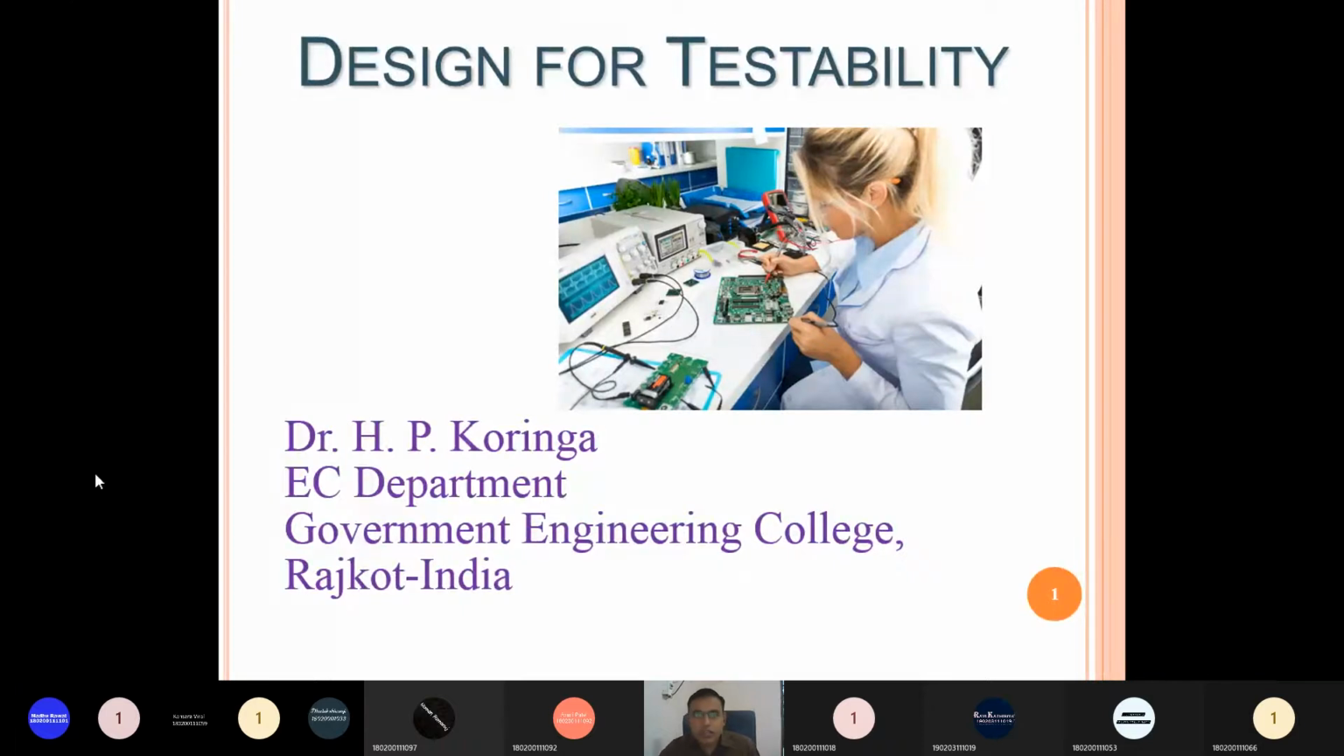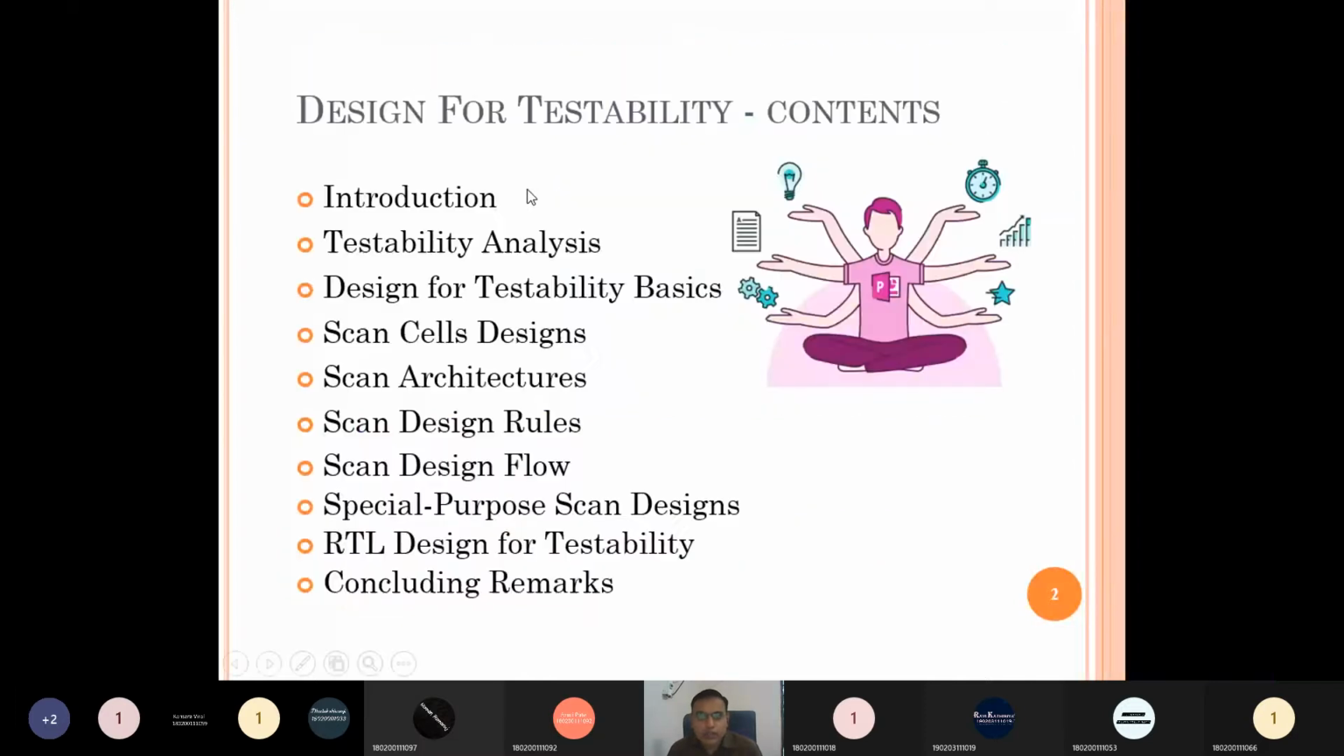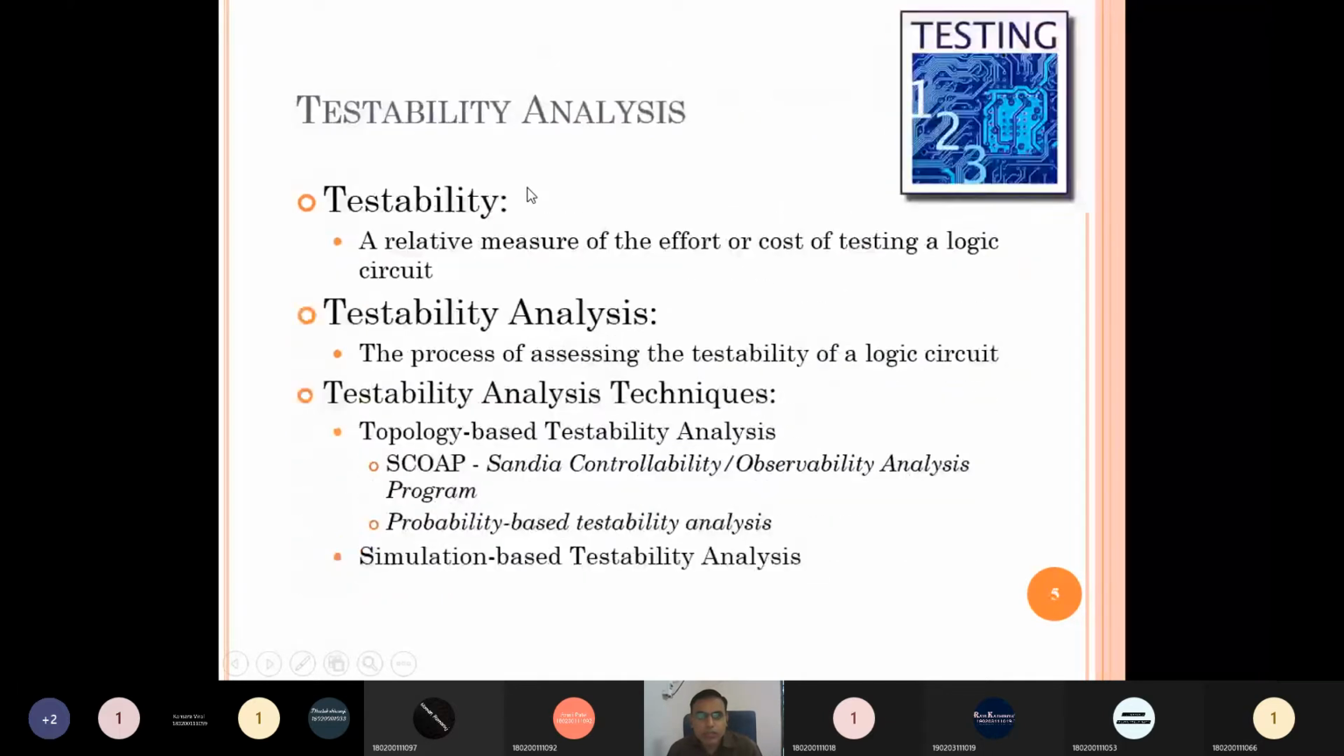So friends, we have started design for testability and we discussed in the last lecture why we need design for testability. We have gone through the history of design for testability, and now we'll start today. First is the testability analysis.